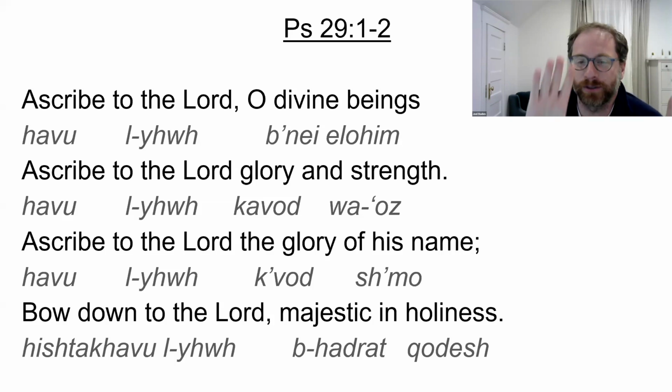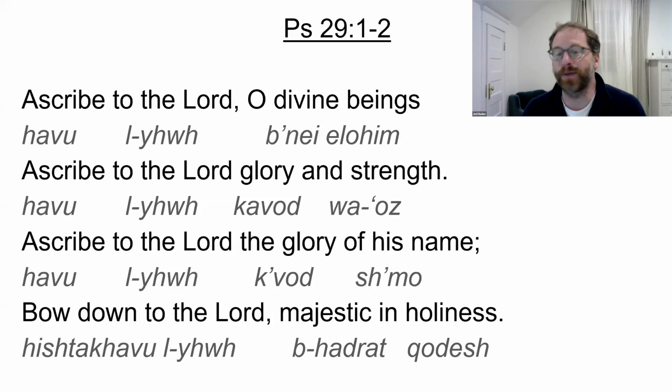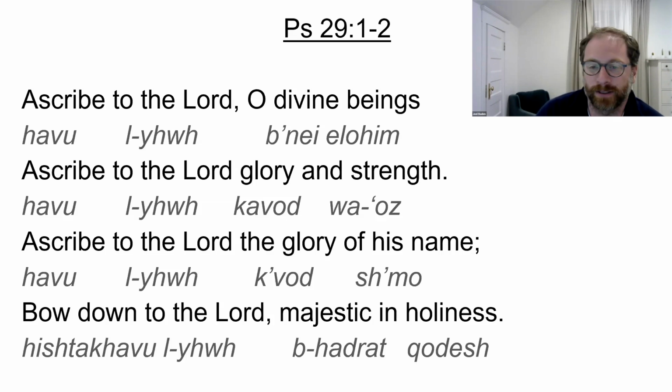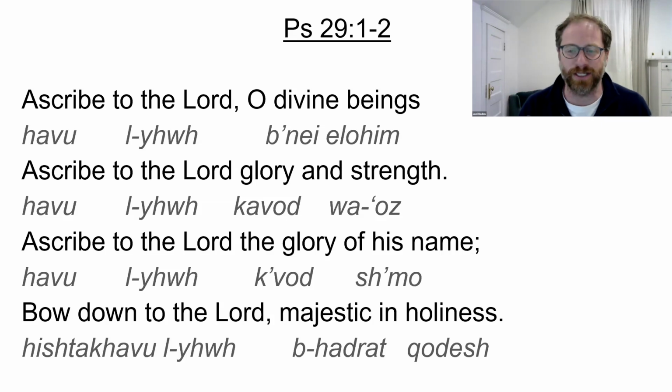So ascribe to the Lord, ascribe to the Lord, ascribe to the Lord, and then we change the pattern in the fourth one. Now it's bow down to the Lord, right? The to the Lord part is the same, but we've changed from ascribe qualities to God to a physical action. Bow down to the Lord, and then the last words, another sort of term for God's glory and majesty and holiness, right? Which we've already had. We've had glory and strength and the glory of his name, and now we get the majesty of his holiness, something like that.